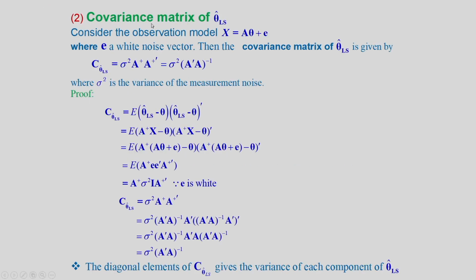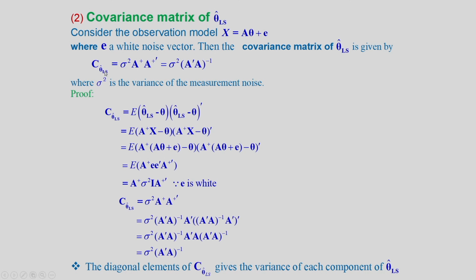For this, we will find the covariance matrix of theta LS hat. Consider the observation model x equal to A theta plus E, where E is a white noise vector. So, samples of white noise are uncorrelated and they have the same variance sigma square. Then the covariance matrix of theta LS hat, C theta LS hat, is given by sigma square times pseudo inverse of A into pseudo inverse of A transpose, and that is equal to sigma square times (A transpose A) whole inverse. So, this is the expression for the covariance matrix of the LS estimator.